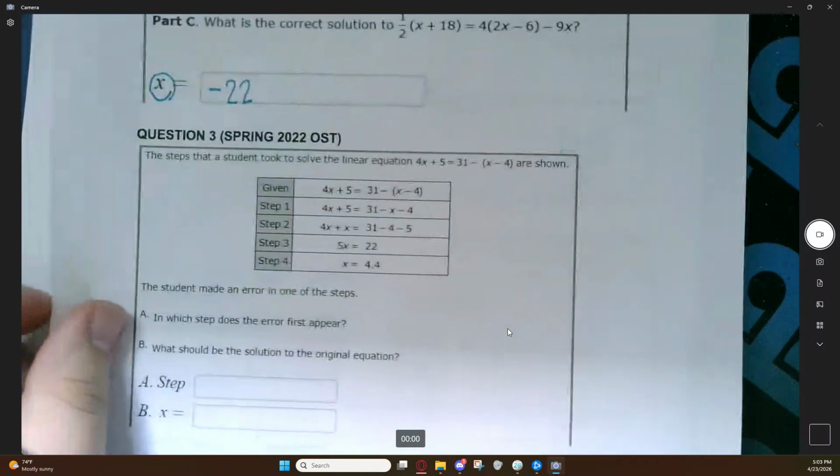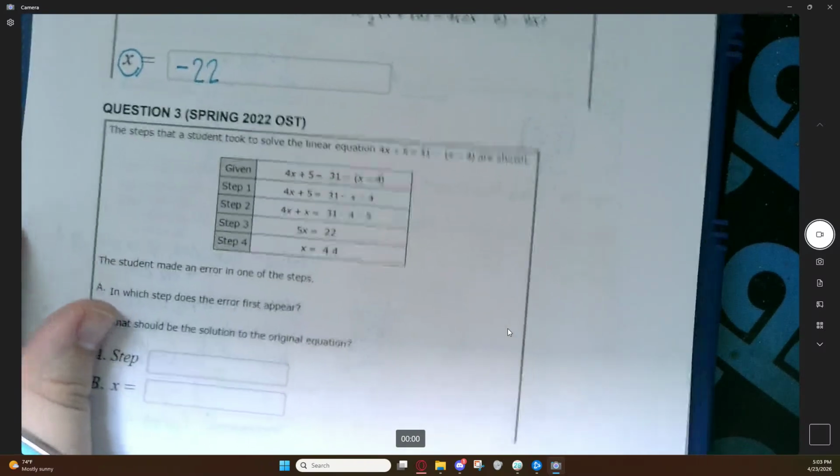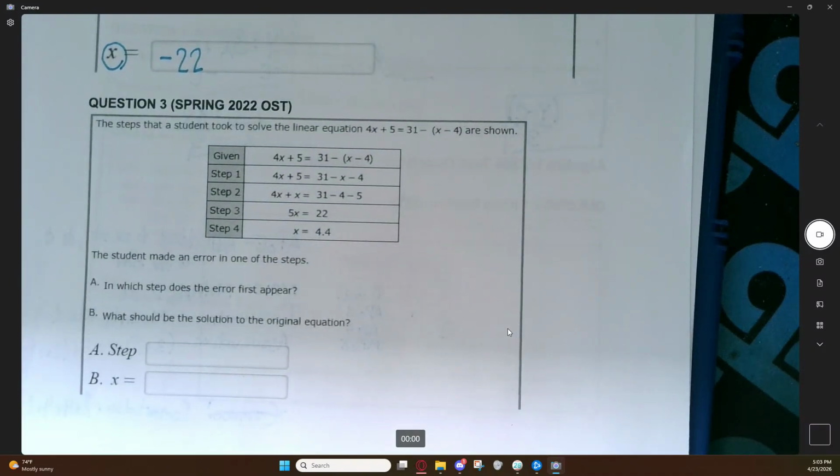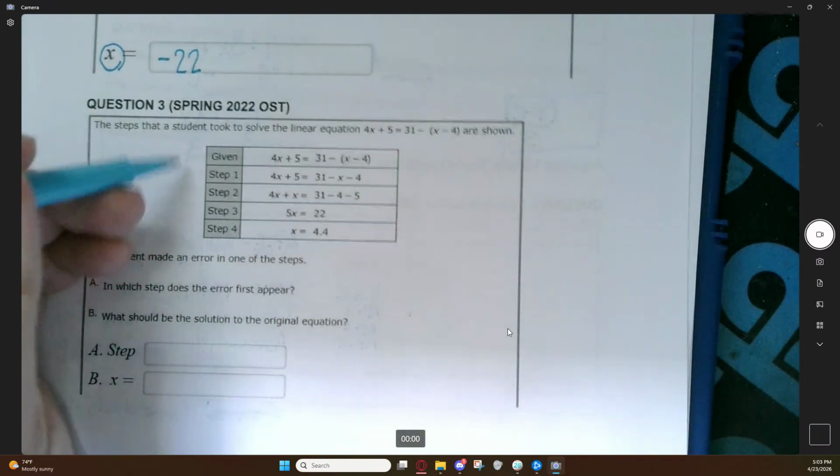Question 3 from the Spring 2022 OST. The steps that a student took to solve the linear equation 4x plus 5 equals 31 minus (x minus 4) are shown. The student made an error in one of the steps. In what step does the error first appear? So let's again look at what they did.